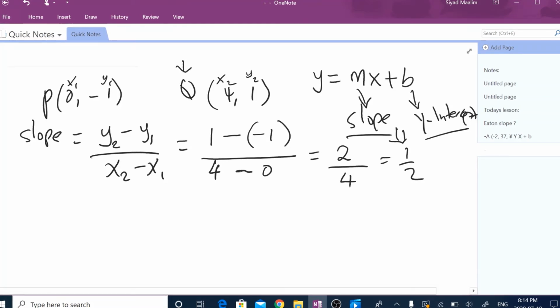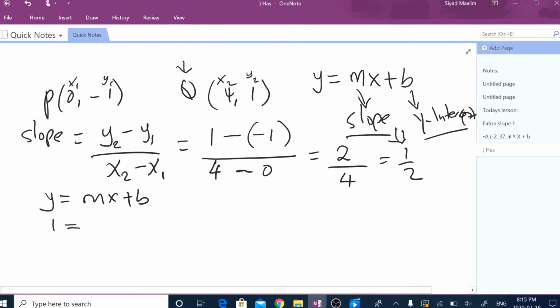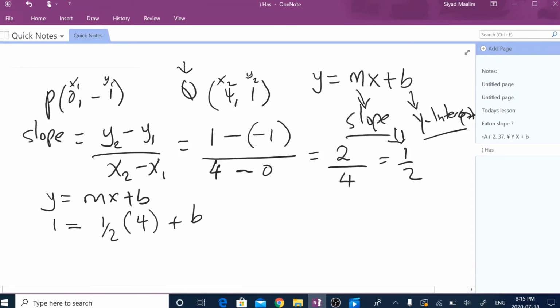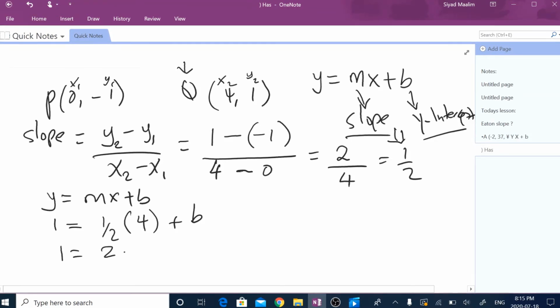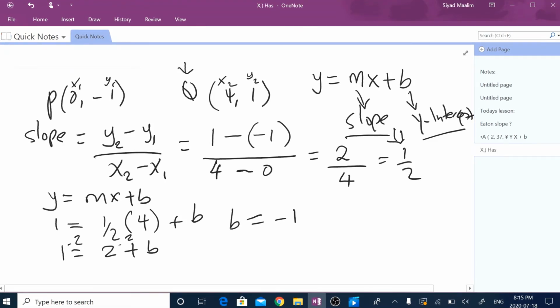We have to use y is equal to mx plus b. But what's y here? y is 1. 1 is equal to m, which is a half, multiplied by x. The value of x in this case is 4, plus b. So 1 is equal to 4 divided by 2, that is 2, plus b. In order to find b, subtract 2 from both sides. So therefore, b is equal to negative 1.